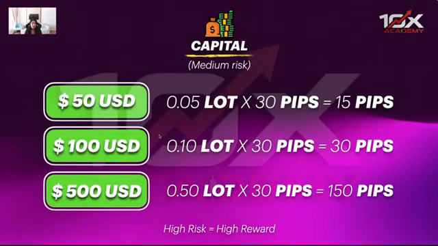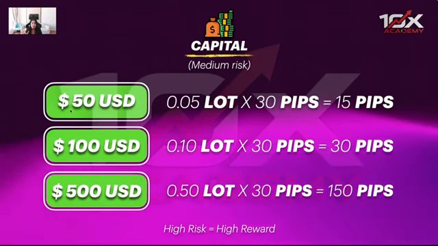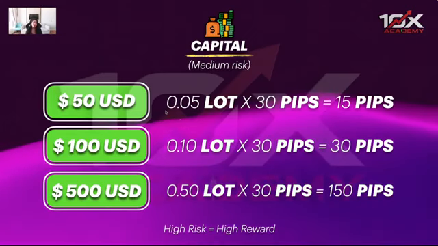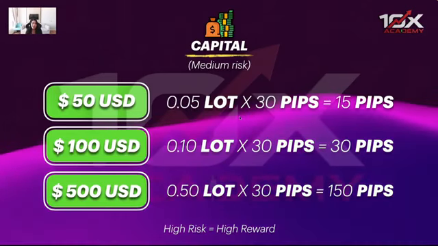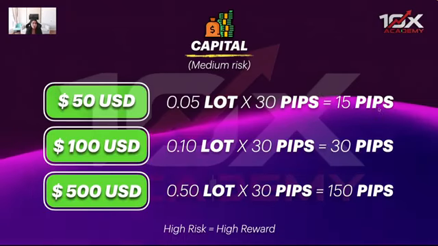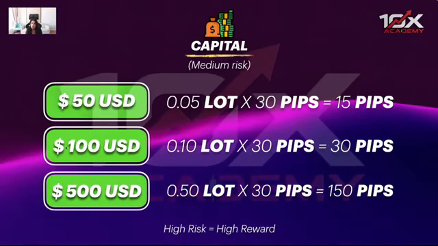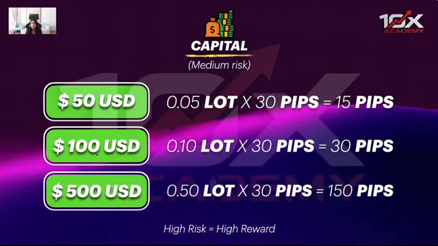Okay, fighters, here I want to show you, the bigger your capital, the bigger your reward. Why? Let me explain. Let's say you deposit 50 US dollars. For 50 US dollars, you can enter up to 0.05 lot size times 30 pips, and you get 15 pips. Now, let's say you deposit 100 US dollars.